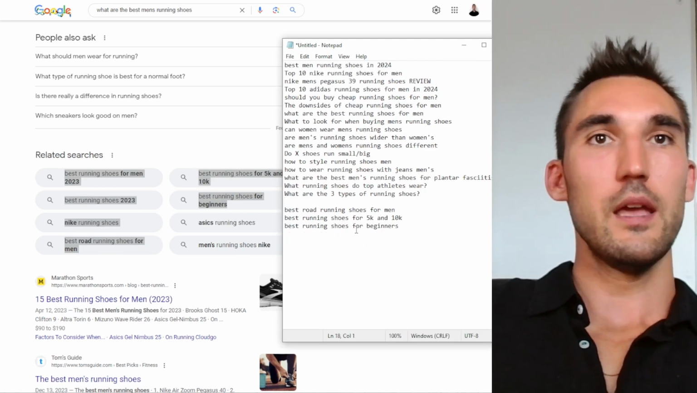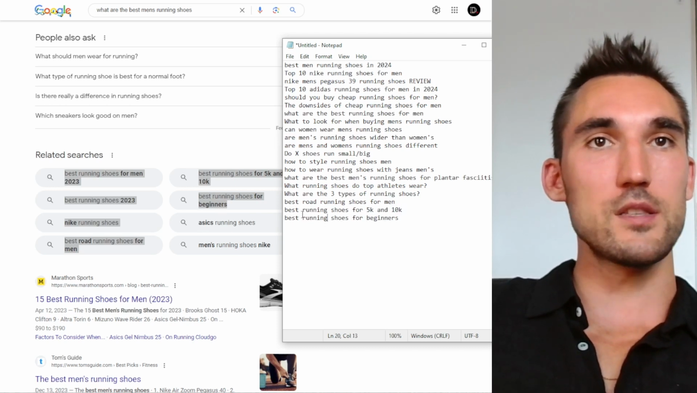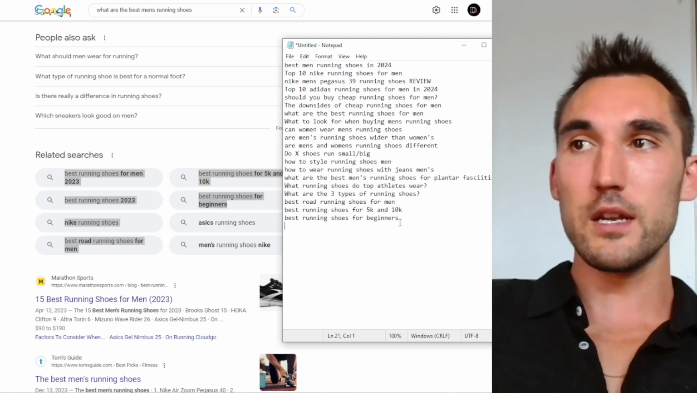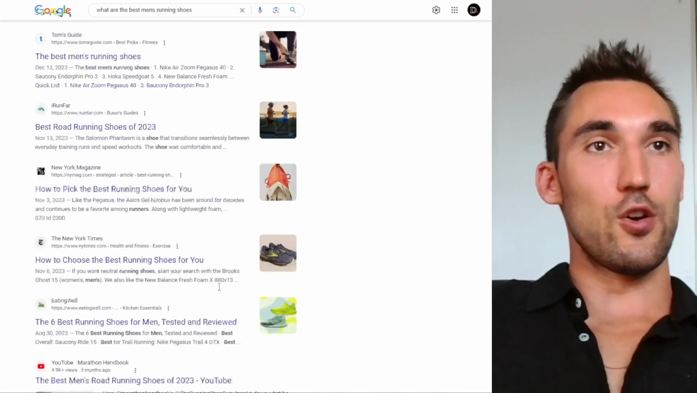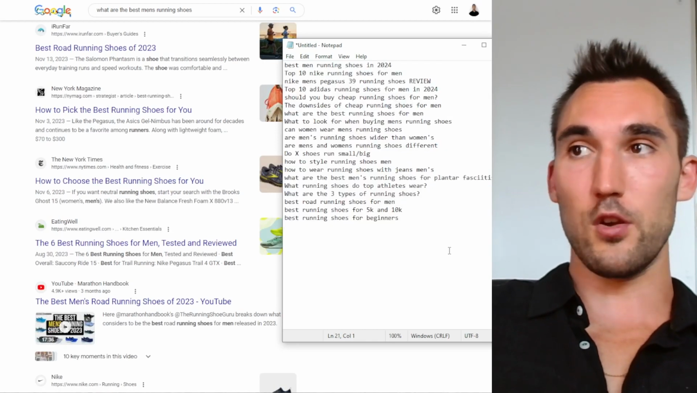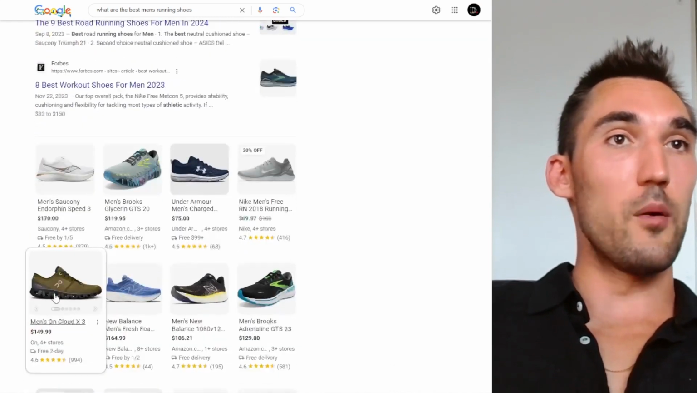So we've already got these 3, but now we've got best road running shoes, best running shoes for 5k 10k runs, best running shoes for beginners. You can see what to look for when buying road running shoes, things like that, right? And so you can see how many topics we now have. Within a couple of minutes of searching, we've probably got a good 20 that could expand to a whole lot more as well. So that's how you can go about using your blog.